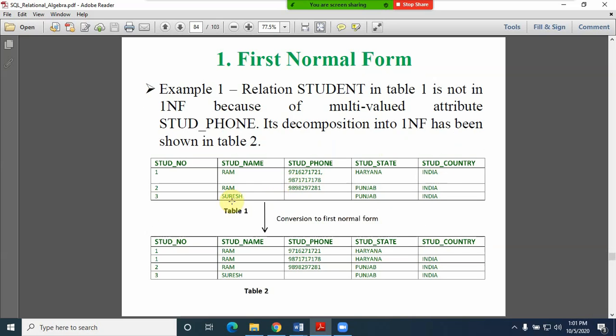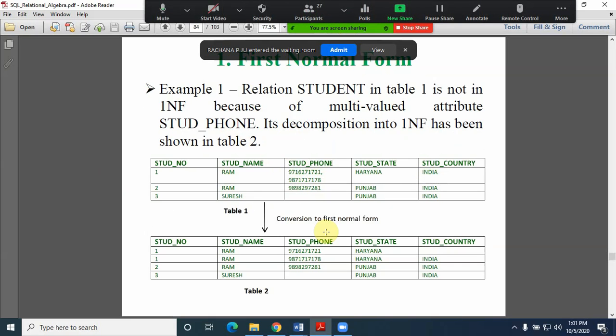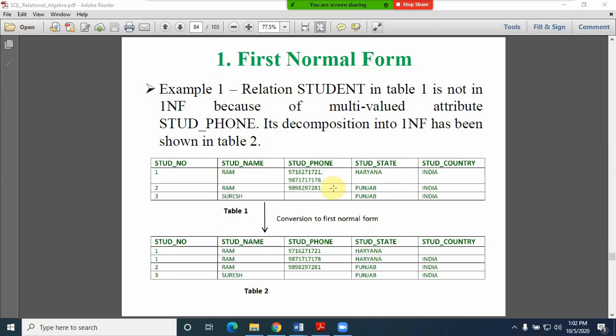There we have seen some example. If you see this table 1, in this student phone numbers we have represented multiple values. So just to convert that particular table into the first normal form, you need to observe and split the appropriate information into multiple values, that's all. That is what we have observed in the first normal form.